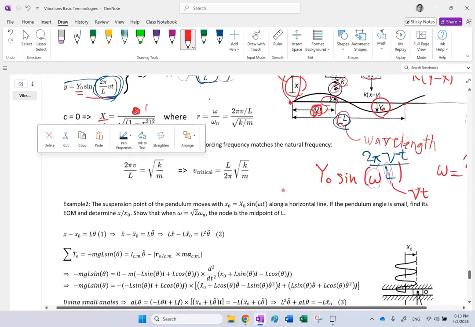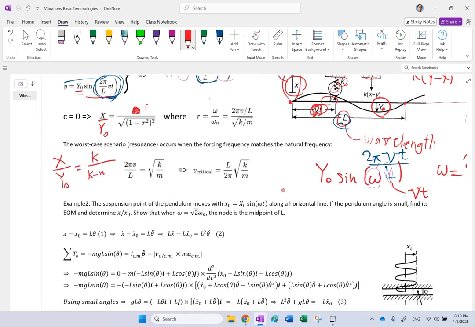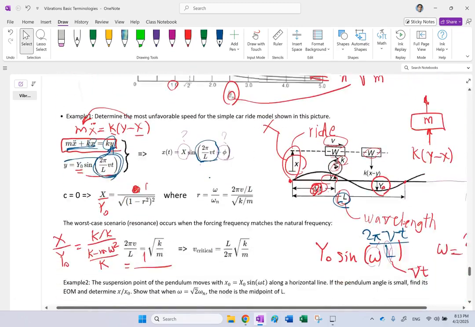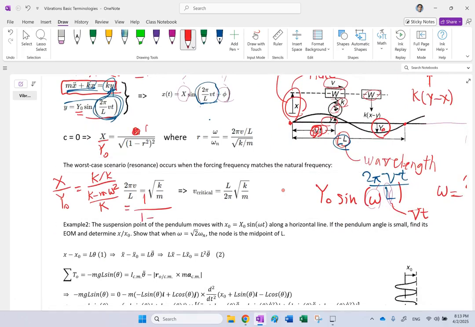So my x over y naught is going to be k over k minus m omega squared. Now I divide both the numerator and denominator by k. If I do that, I get a 1 in the numerator, and in the denominator I get 1 minus m over k times omega squared. This m over k is 1 over omega n squared, so it's going to be omega over omega n, the whole thing squared. And that is exactly this.